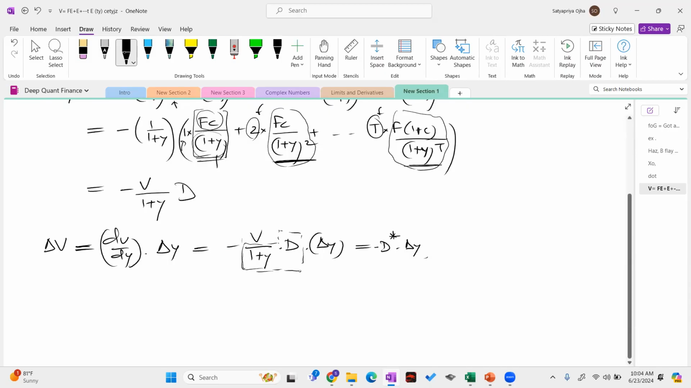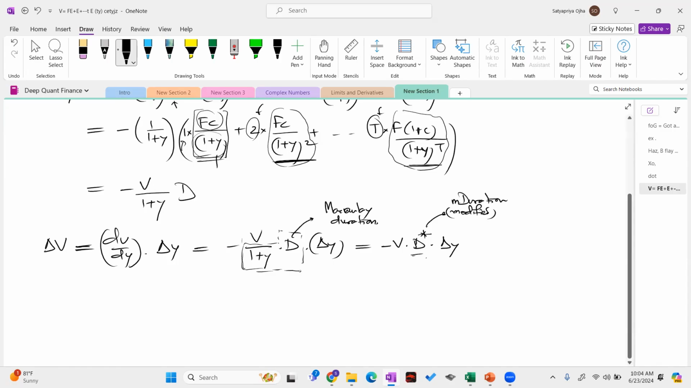D divided by 1 plus Y is called D star. So there is still a V here. We rewrite this: delta V equals minus V times D star delta Y. D star is D divided by 1 plus Y. Now D is called the Macaulay duration, which is the average waiting time of receiving all the cash flows. D star is called M duration or modified duration. M stands for modified. Modified duration. So that is just one number, right?